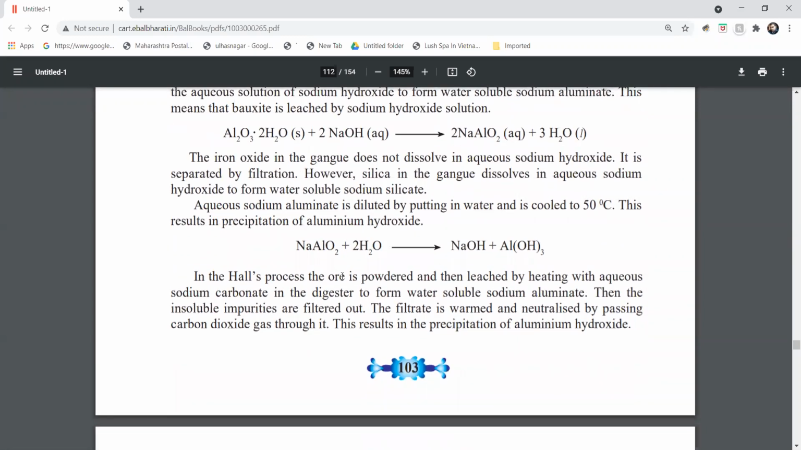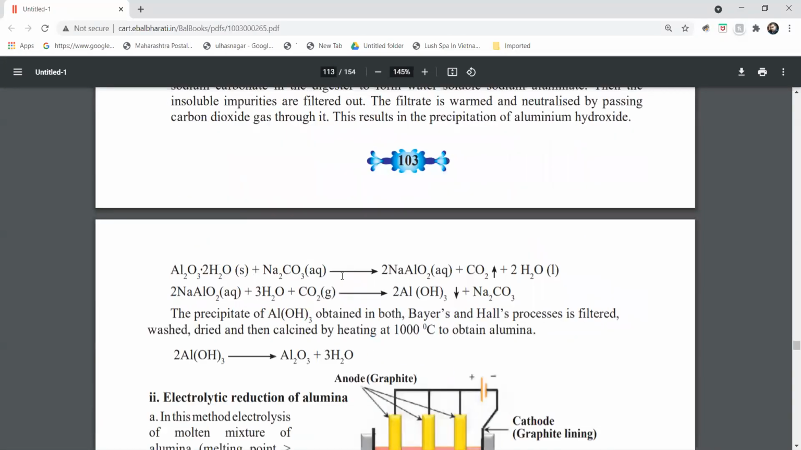The difference in the Hall's process is that the ore is not grinded, it is powdered. And then it is leached by heating with aqueous sodium carbonate. So rather than using sodium hydroxide, now they are using sodium carbonate. And rather than grinding, now they have powdered the ore. The insoluble impurities are filtered out and then the filtrate is warmed and neutralized by passing carbon dioxide gas through it. So carbon dioxide gas is very cold. So what they do is, in order to neutralize it, after the filtrate is warm, they put carbon dioxide and thus precipitation of aluminium hydroxide happens.